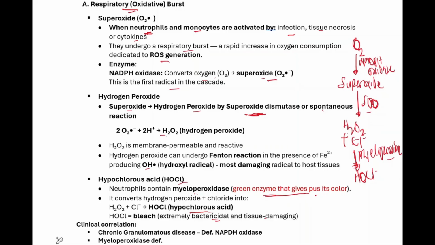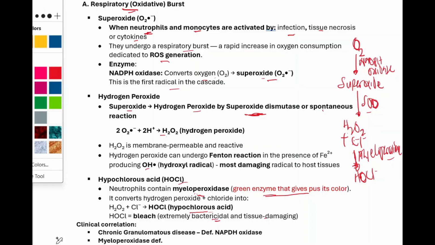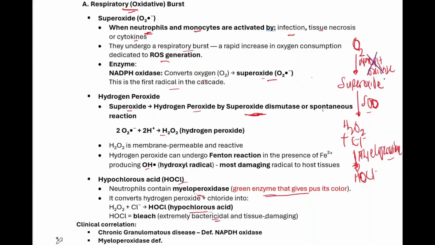And they will ask what's responsible for the green color of the sputum or the pus. So the answer is going to be what? Myeloperoxidase. Very important. And there could also be a problem in this pathway, right? So a patient could have deficiency of what? They could have deficiency of NADPH oxidase. And that condition is what we call chronic granulomatous disease.